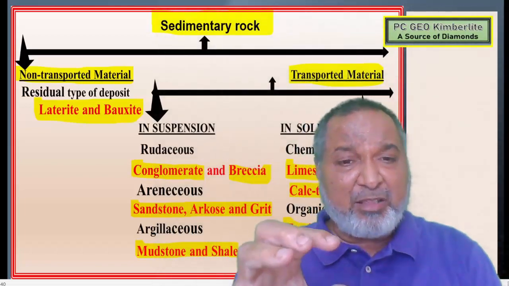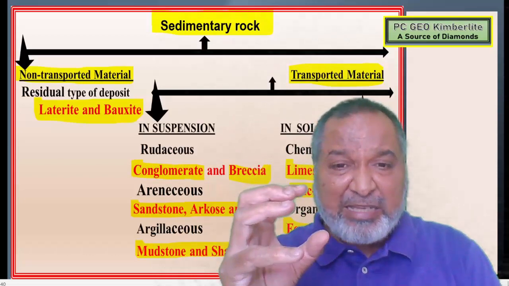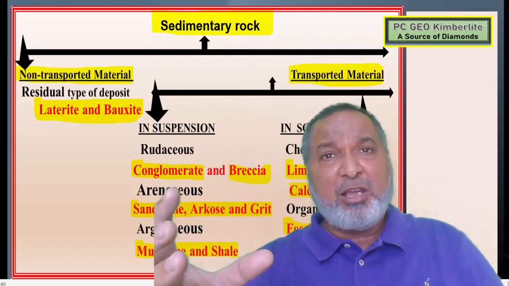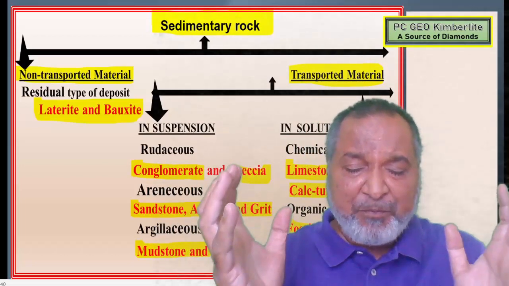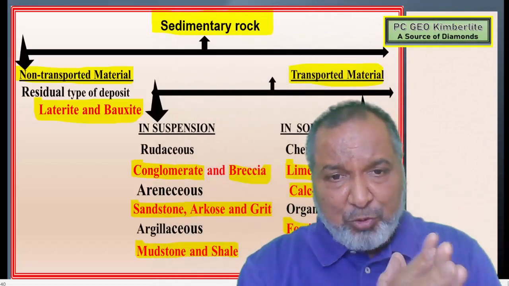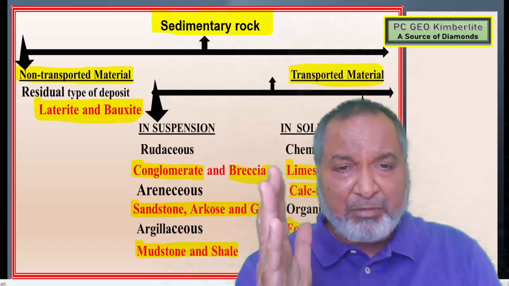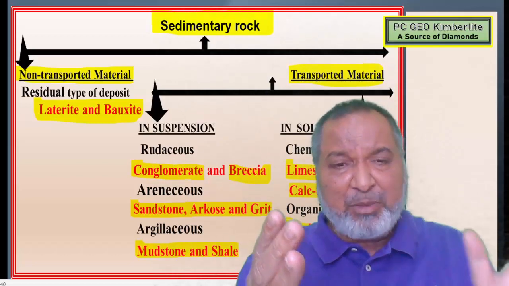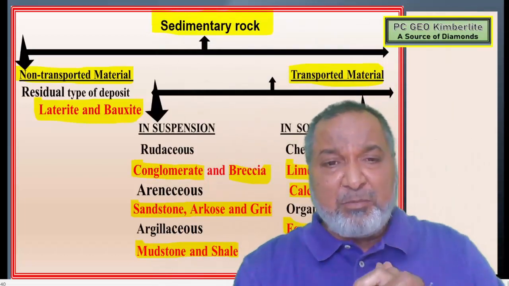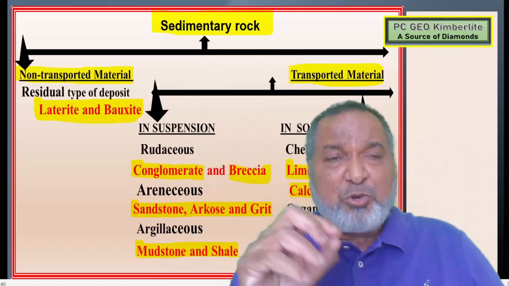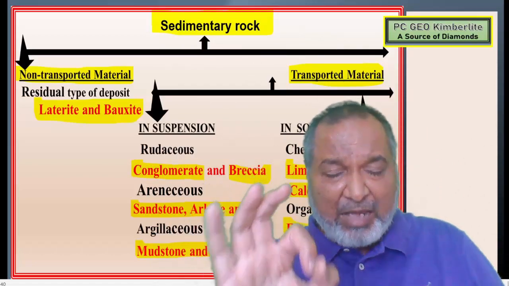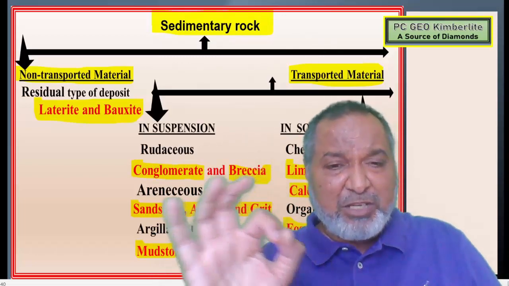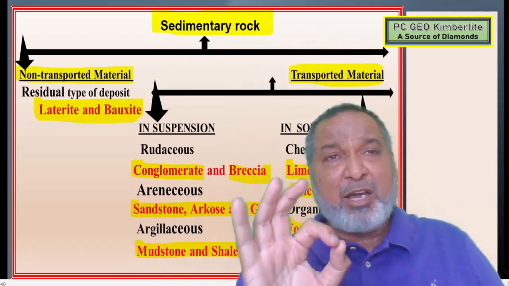The next one is the arenaceous type, where it is sand, less than 2 mm. Depending upon the sand, we have three types of rocks: sandstone, arkose and grit. Then in the sandstone also we have calcareous sandstone and ferruginous sandstone, depending upon which cementing material is there in that sandstone. Sandstones contain 100% sand particles, or sediments, which are cemented with the cementing material, and that will be a sandstone.